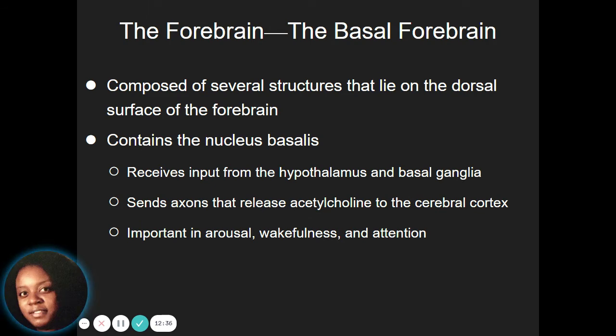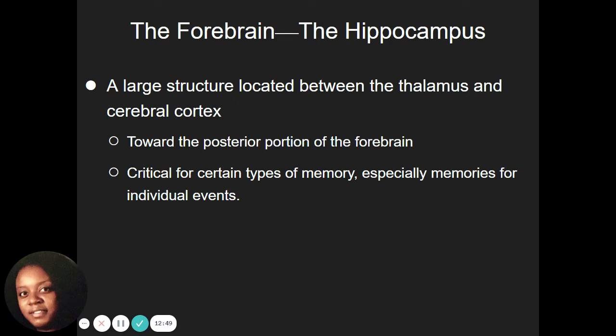The basal forebrain is composed of several structures at the front of your brain that receives information and helps you stay aroused, awake, and alert. The hippocampus is the structure of your brain that's responsible for your ability to maintain your memories.